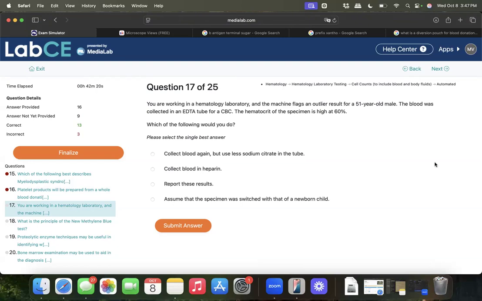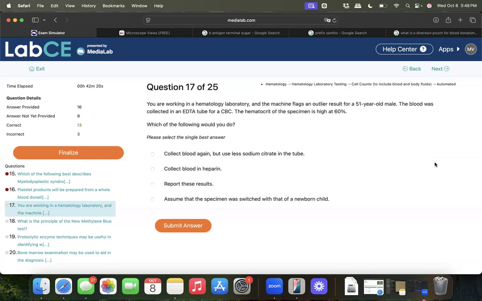I'm going with D. Let's just assume, okay? Let's just say F CLIA, F JCO, F Joint Commission, F CAP. Let's just assume in the laboratory.